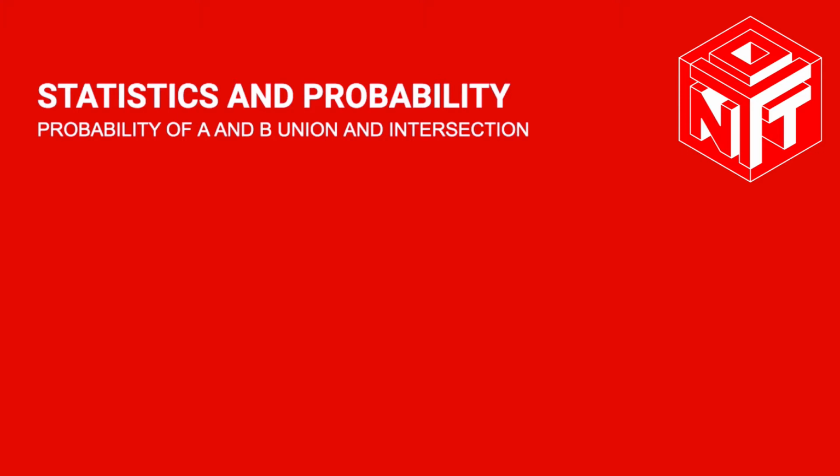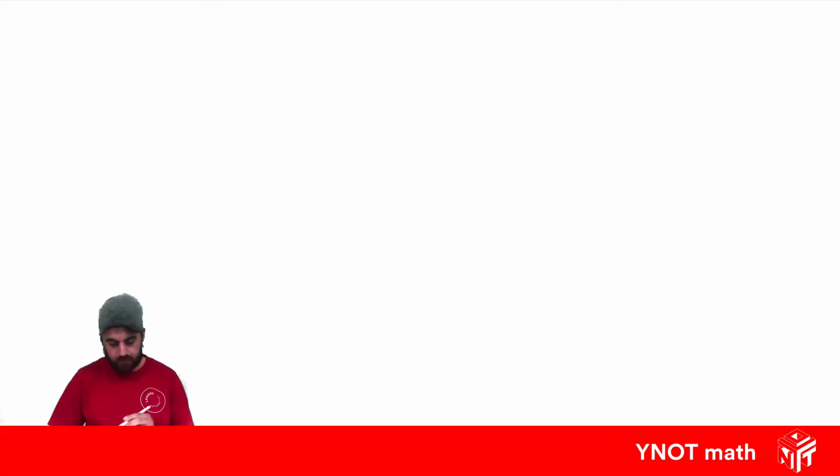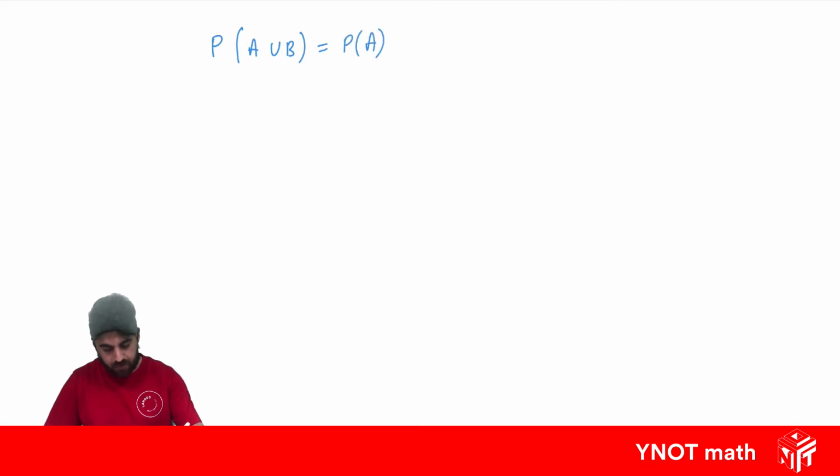Probability of A and B, union and intersection. So here we're going to use this relationship for probabilities involving unions and intersections. So we've got the probability of A union B equals the probability of A plus the probability of B minus the probability of A intersection B. And remember, we think of union as "or" and intersection as "and".